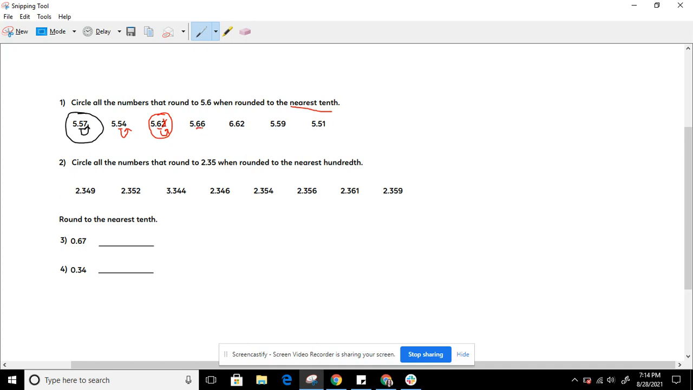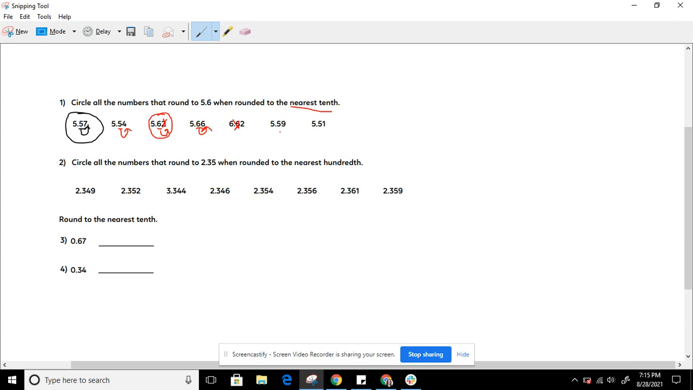Again, we're looking in the tenth spot. We look at the number to the right, 6. 5 or higher, you round up. The 6 is going to tell the 6 in the tenth spot to round up. So 5 and 66 hundredths would not round to 5 and 6/10. This number already is too big. It's starting with 6, so that one's automatically out.